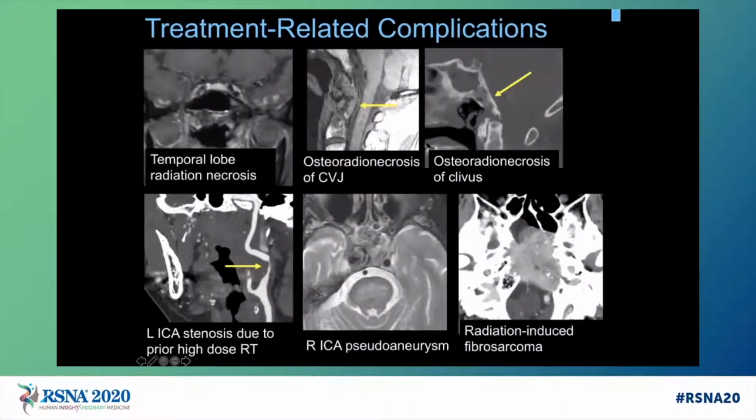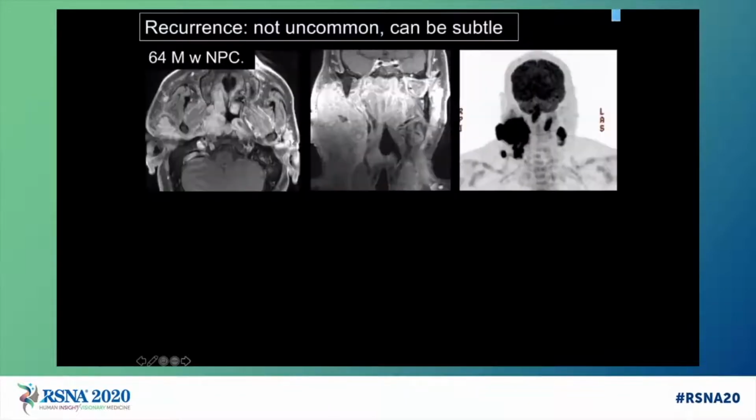Here are some treatment-related complications: bilateral temporal lobe radiation necrosis, osteoradionecrosis of the craniovertebral junction, or the clivus, showing these little bits of air on the CT. Here's a critical stenosis in a patient with accelerated atherosclerosis, and here's an ICA pseudoaneurysm that resulted in life-ending epistaxis in this patient. This is a patient with a large radiation-induced fibrosarcoma.